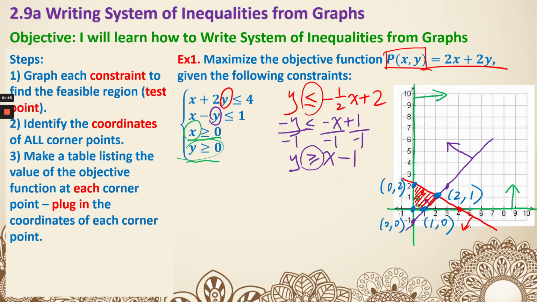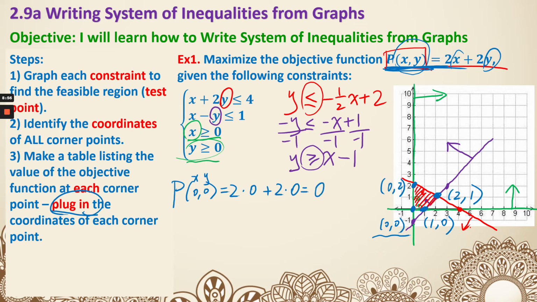Step 3, we're going to make a list, listing the value of the objective function at each corner point, which means plug in the coordinates of each corner point. So this is our function, P of x, y equals 2x plus 2y. And the x, y is basically our ordered pair. Let's take 0, 0 as an example. P of 0, 0, that's my first point. That means my x is 0, my y is 0, so I plug it in. 2 times 0, and 2 times 0 again. Add them together, that's going to be 0.